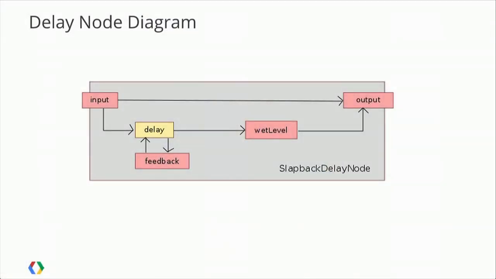So let's create a delay effect. So the structure is really similar to the basic model. We have just added a delay node and a wet level and feedback gain nodes. So the delay node delays the signal and sends it to the wet level gain node and the feedback gain node. And the feedback sends back a diminished version of the signal to the delay node, which then delays it again, and we have a feedback loop. And the wet level node lets us change how much of the delayed signal we want to send to the output and mix it with the clean signal.